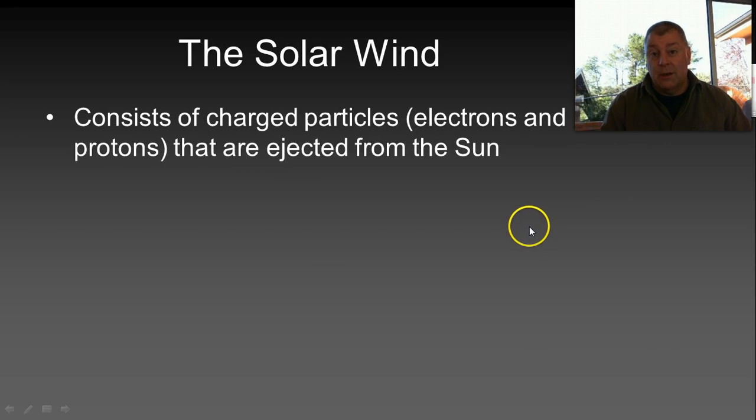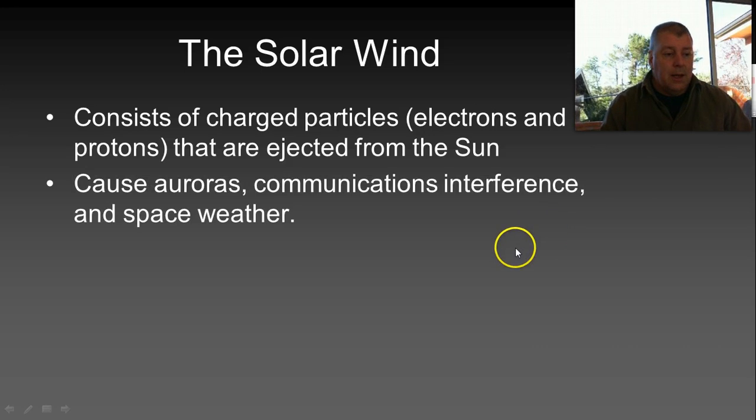Well, the solar wind comes from our sun and it consists of charged particles, being electrons or protons, that are coming from the sun. They're ejected from the sun and they go out in all directions, but some of them hit the Earth. They cause auroras, communications interference, and what's called space weather. You wouldn't think there's weather in space because space is full of nothing, but there is this thing called space weather.